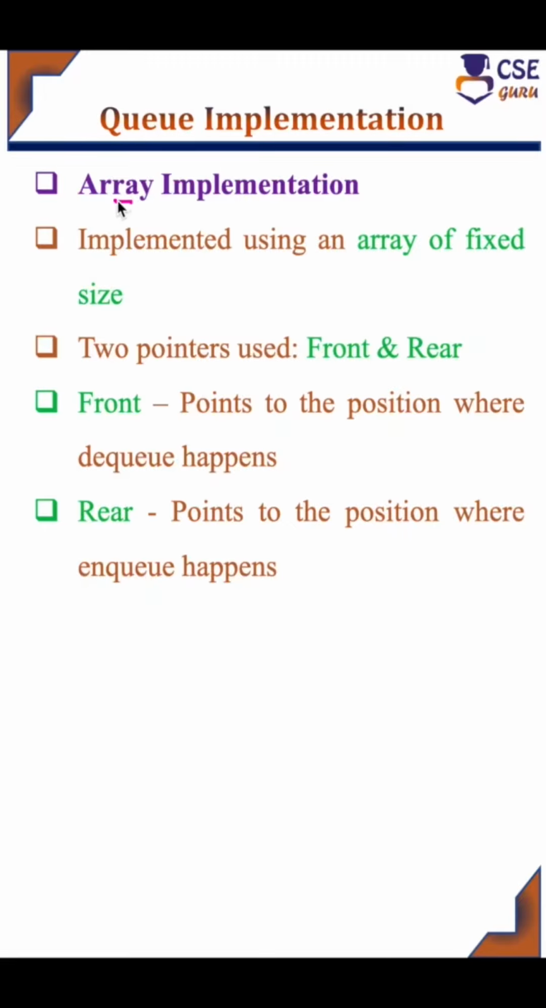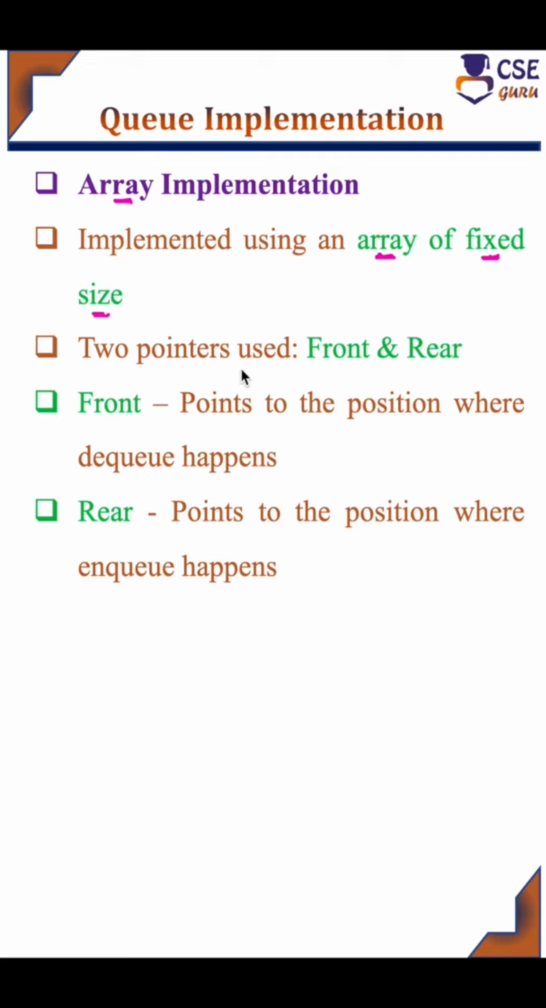Array implementation of a queue. The queue array will be implemented using an array of fixed size. So here the size of the array is fixed. Once you have declared the size of the array for the queue, throughout the program you have to use that size only. You cannot resize the queue array during execution.